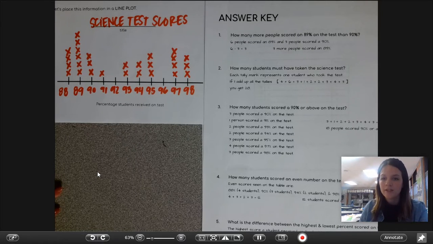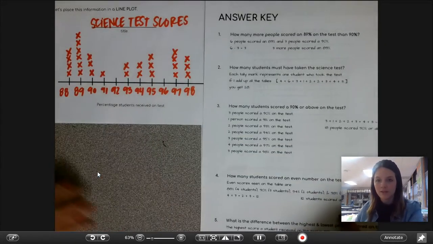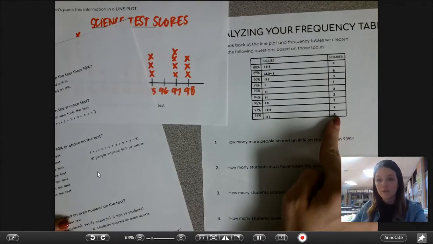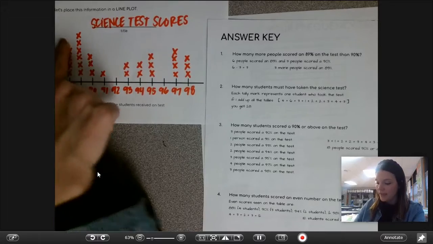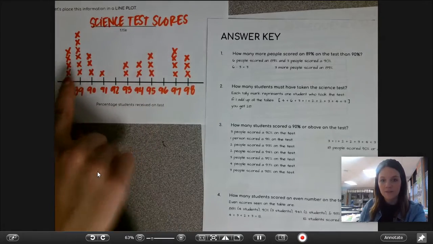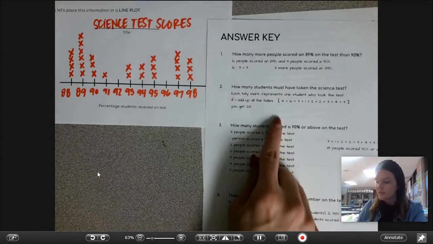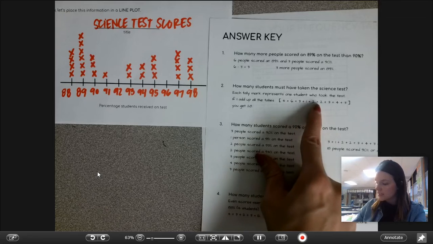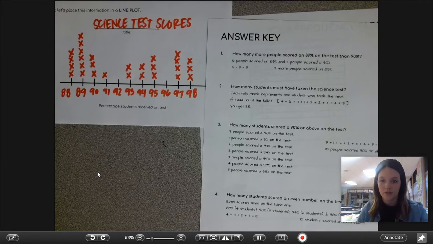Number 2, how many students must have taken the science test? This is always a tricky one when it comes to line plots. These are the percentages, which means that all of these X's must have been students. If we look back here on the frequency table, you can also look at these numbers, which would be the numbers of the students in the class. I chose to look at the line plot, and I added up my friends who got 88, my friends who got 89. You can see those numbers here, 4 plus 6 plus 3 plus 1. And in my head, I added these in a strategic way. I know that 6 and 4 is 10, plus 3 and 1 is 4, so there's 14, 16, 18. You can count it however you like, but when I added all of them up, I know that I must have had 28 kids that took the test.